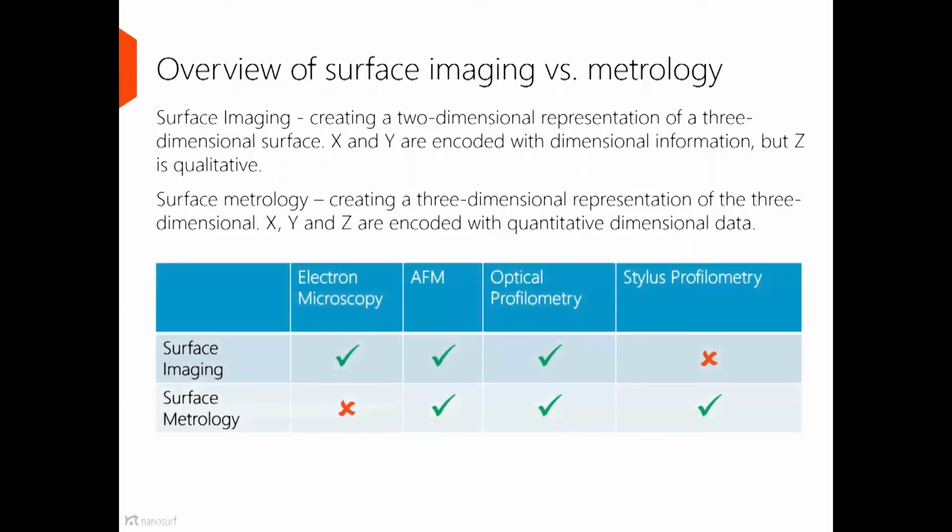So to give you an idea of the different techniques we're going to discuss today, I would consider electron microscopy, AFM, and optical profilometry to be surface imaging techniques. I would consider AFM and the two profilometries to both be metrology techniques. And you can see that not necessarily everything is a catch-all, that electron microscopy doesn't do such a great job in metrology, and stylus profilometry doesn't necessarily do a great job in imaging. Again, we can always think of exceptions to the rule, but as a principle for this discussion, this is how we're going to define everything.